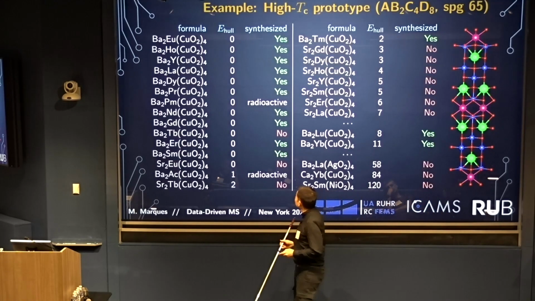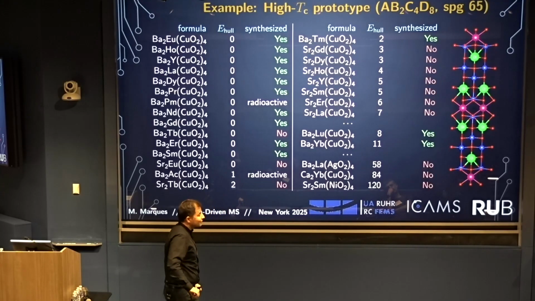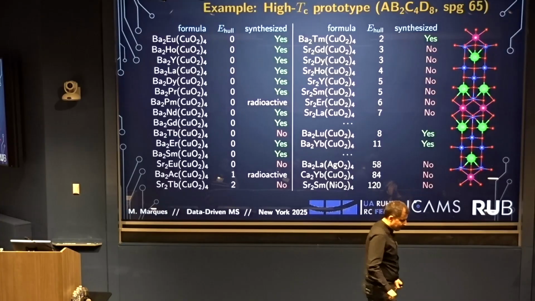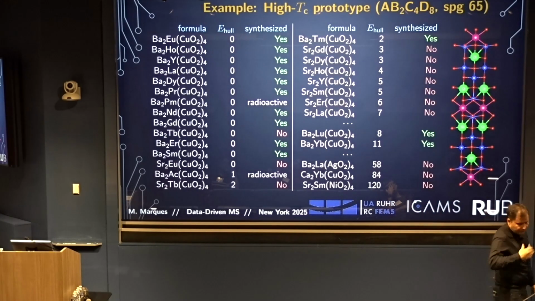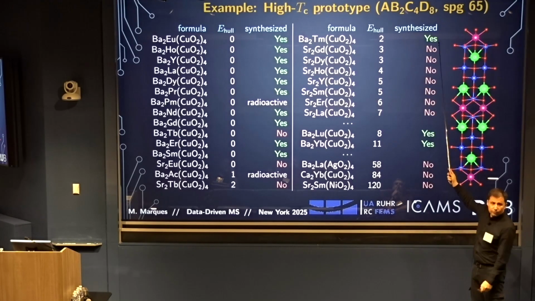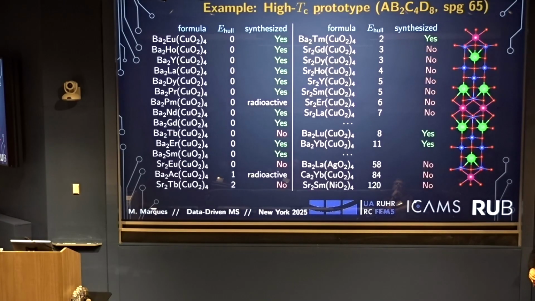I have here an example that I found curious, because we do systematic searches for materials, fixing the family and going through the whole chemical space. This is one of the high-Tc prototypes. It's an orthorhombic structure, the 2448, that's how you call it. I'm not really knowledgeable of the nomenclature.